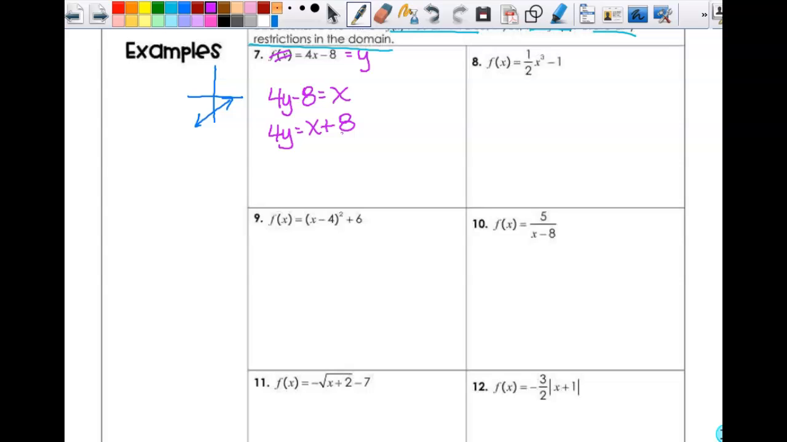Since I know it's a line, I'm not having to graph this right now. But if I did, I would want it to look like what I want. So I'm actually going to divide every single term by 4. So y equals 1/4 x plus 2. And that is the inverse of f of x. Right there like that.